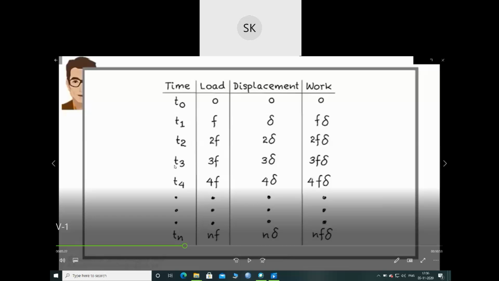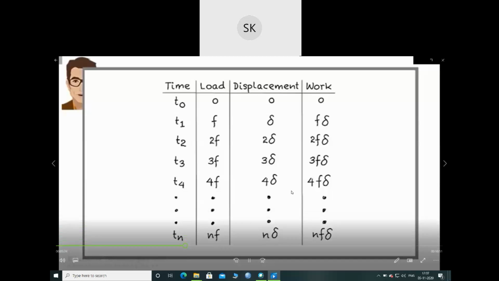So at t3, your load is 3F, displacement is 3 delta, and the work is 3F delta. Like that, there will be a number of times, n times. Your load will be n into F, displacement will be n into delta, and your work will be n into F into delta. So let's continue.